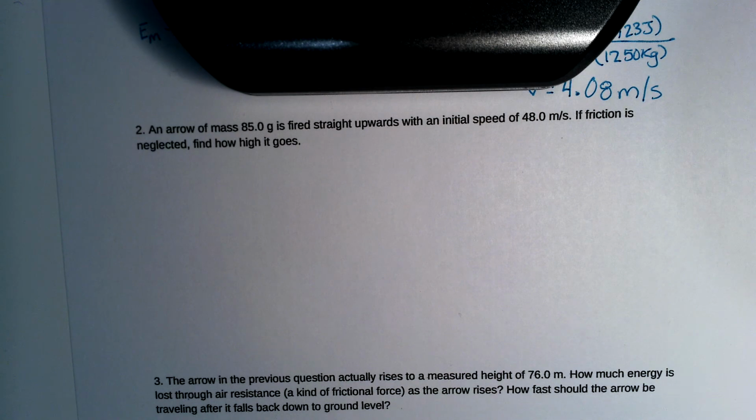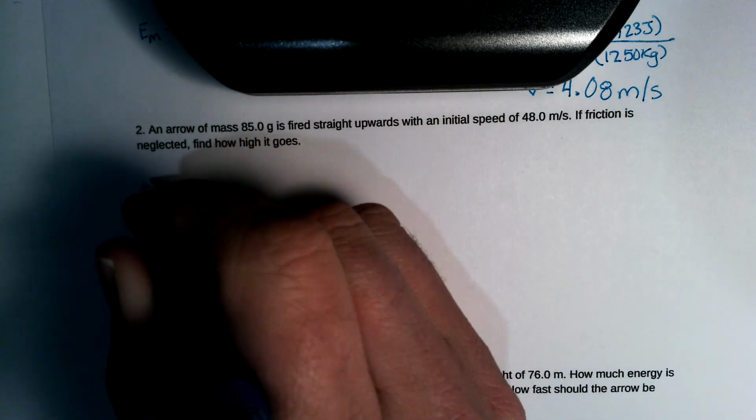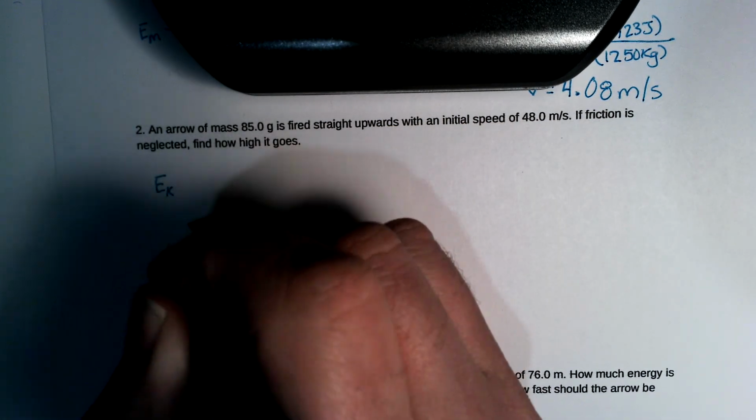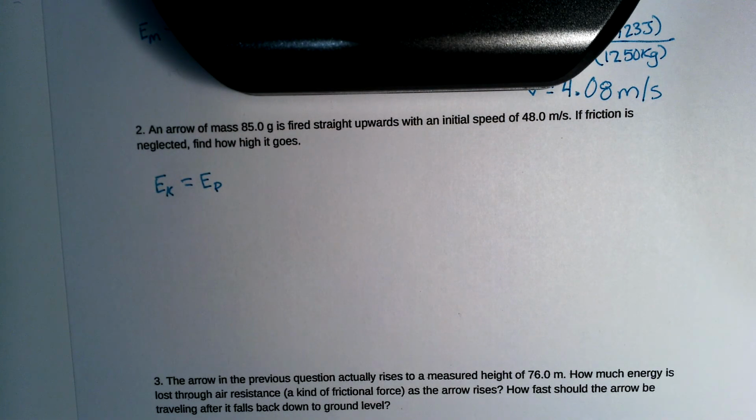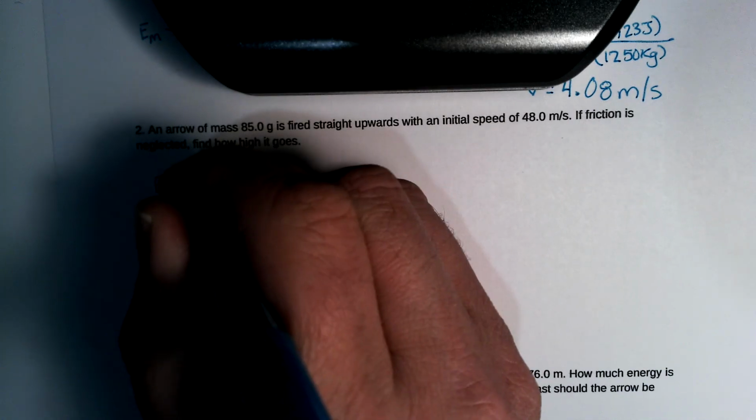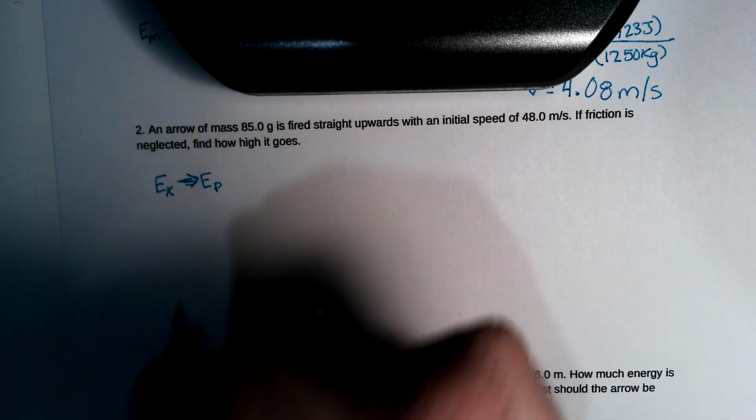So question 2: an arrow with a mass of 85 grams is fired straight upwards with an initial speed of 48 meters per second. If friction is neglected, how high does it go? For this one again, we're firing the arrow straight upwards with a speed. So basically we start with EK, and all of that EK is going to turn into EP. The EK is turning into EP.